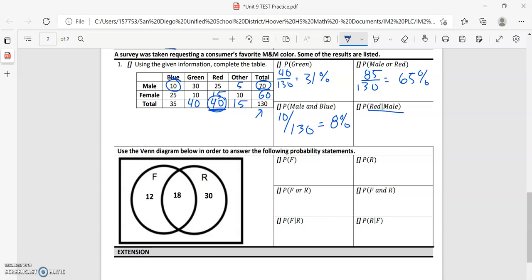Now this one, red given male, what we're doing here is we're hiding all the females. You only care about males. So how many males do we have? We have 70. And how many of them prefer red? It is 25. 25 over 70 is equal to 35.7% or 36%.